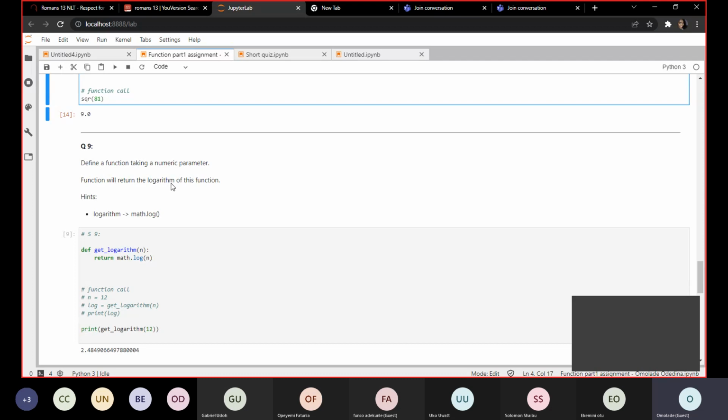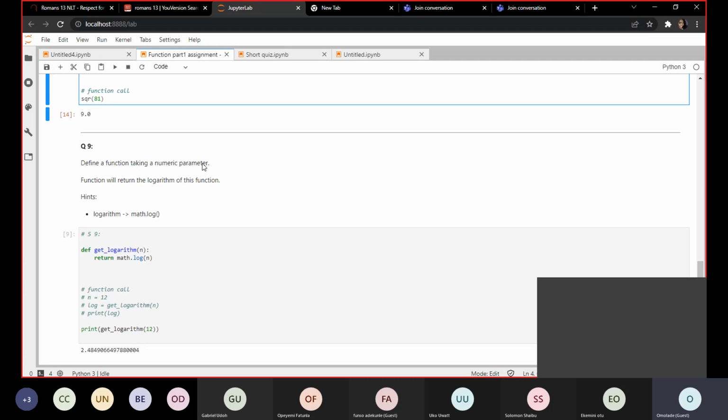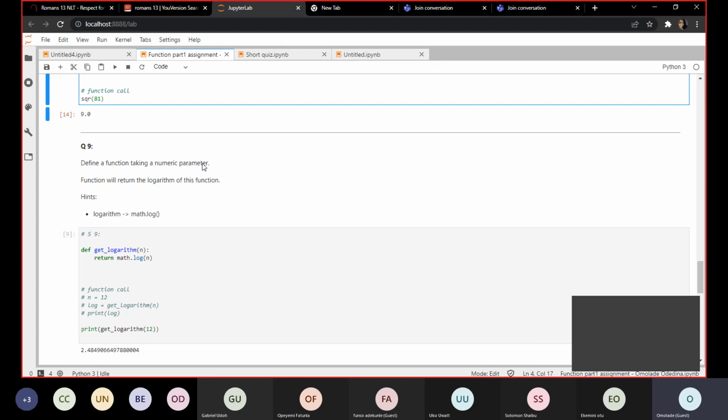Define a function taking a numeric parameter. Again, a numeric parameter, so you know that it's a number that it is going to take in. Then what will the function do? The function will return the logarithm of this number. That's when you know that it's actually numeric, because you cannot take the logarithm of banana or mango or anything. It has to be a number, unless there's a new invention where you can take the logarithm of a string. But for now, we only take logarithms of numbers. Then the hint: logarithm equals math.log of something.